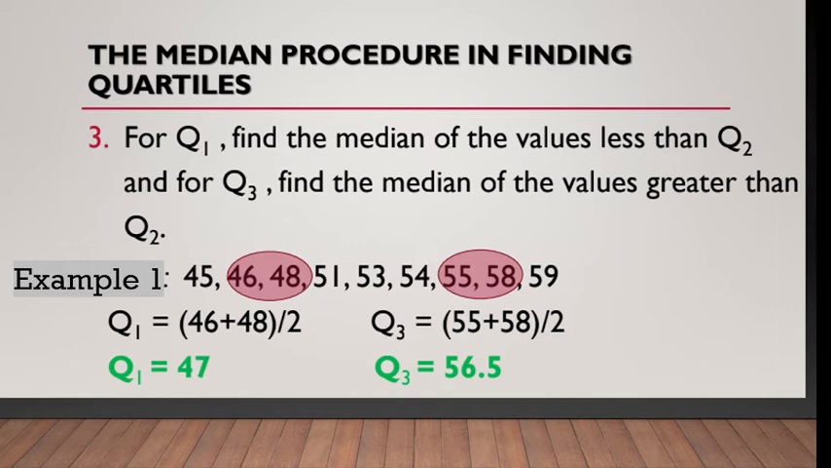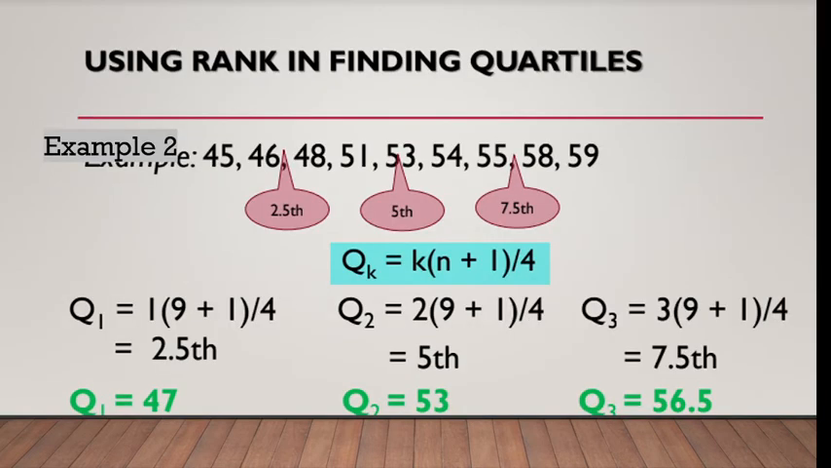Another example in finding the quartile is using ranks. Next slide, please. In order to do that, we have to use the formula: quartile is equal to quartile number multiplied by the total number of values plus 1, divided by 4. The k is the quartile and the n is the total number of values.